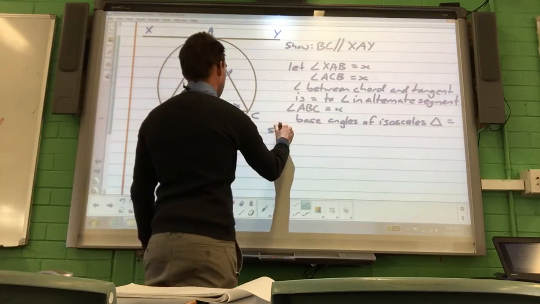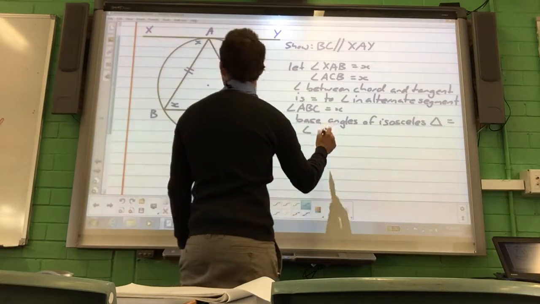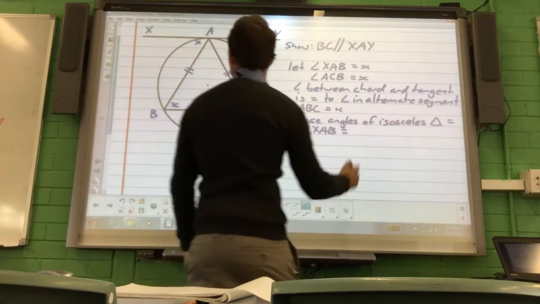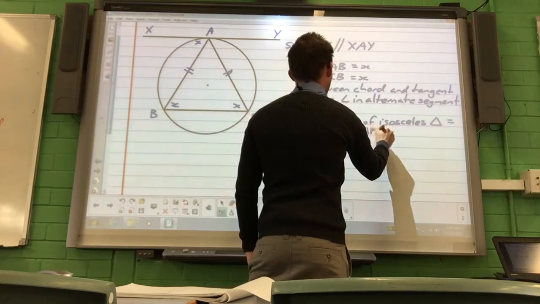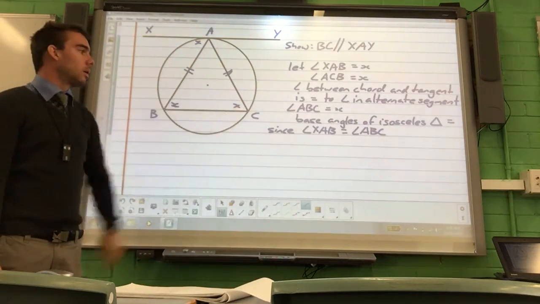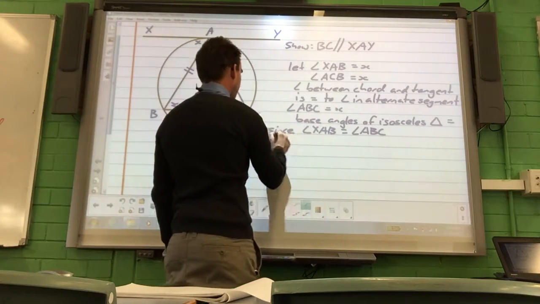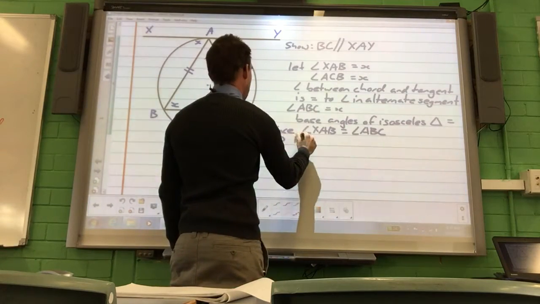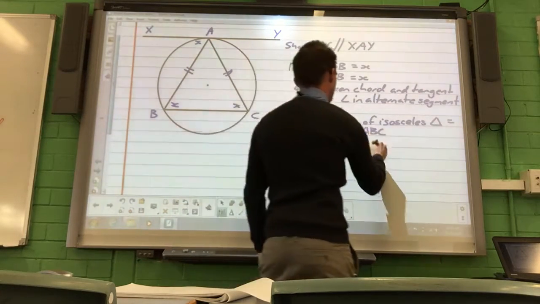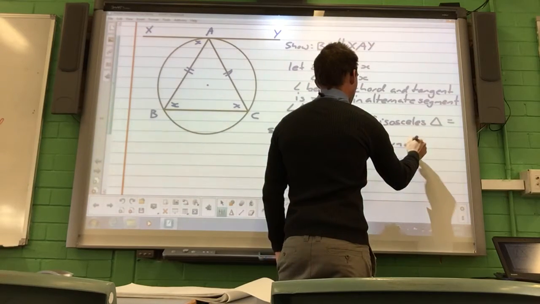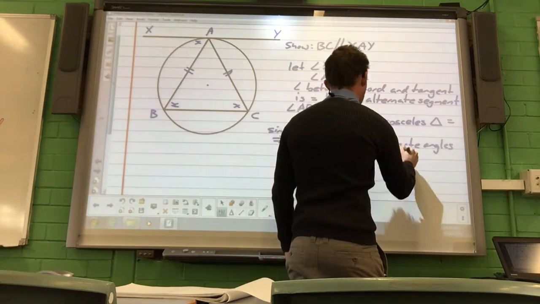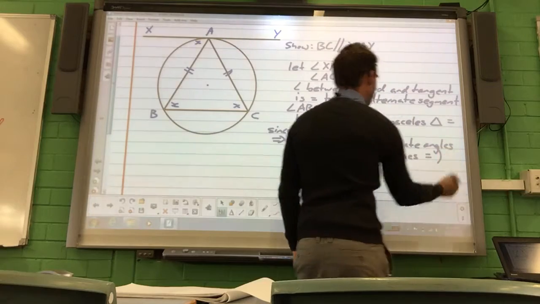Okay, since angle XAB equals angle ABC. Okay, so XAB is equal to angle ABC, which implies that BC must be parallel to XAY. Reason: alternate angles on parallel lines are equal.